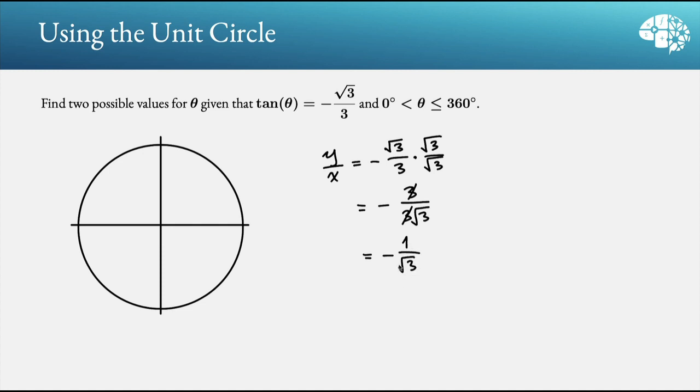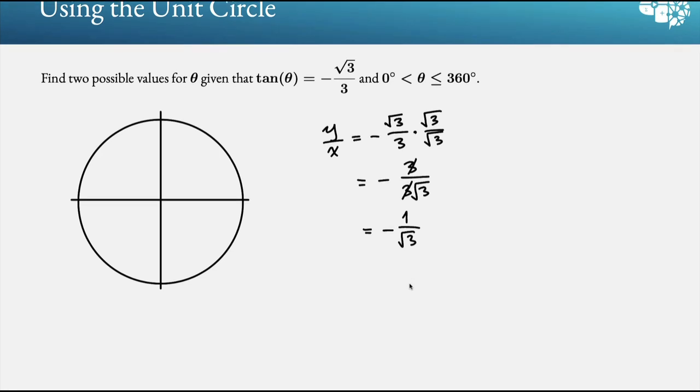Now, the reason that this is nice is because on the unit circle, we do see 1 and we do see the square root of 3. In fact, we see each of those things divided by 2. And that's kind of the trick here, is to recognize that if I write this as a 1/2 over square root of 3 over 2, okay, that's equal to this. It's just like multiplying the numerator and denominator by 1/2 here.